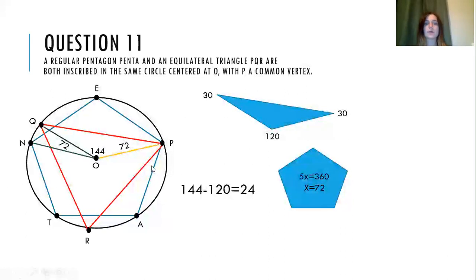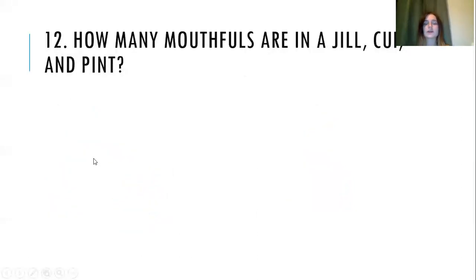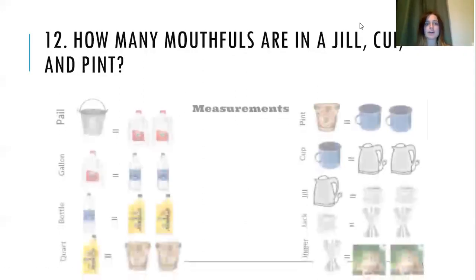So our angle is 24 degrees. Now let's go to question 12. How many mouthfuls are in a gill, cup, and a pint? Well, let's look at our measurements first.